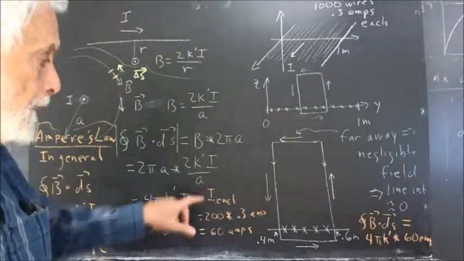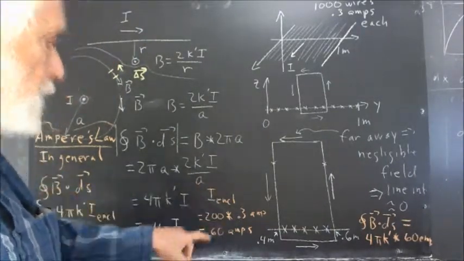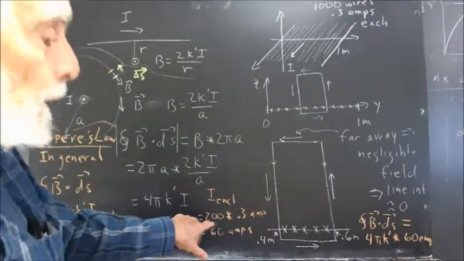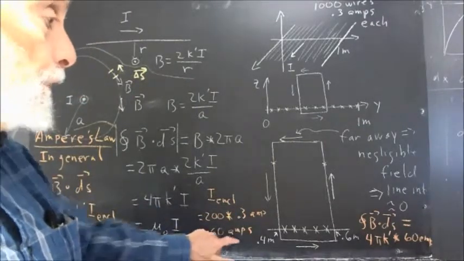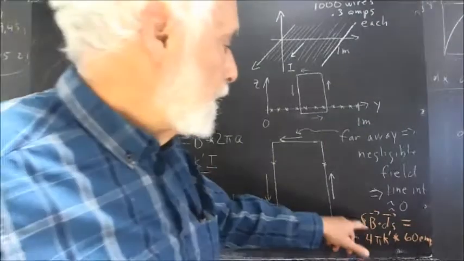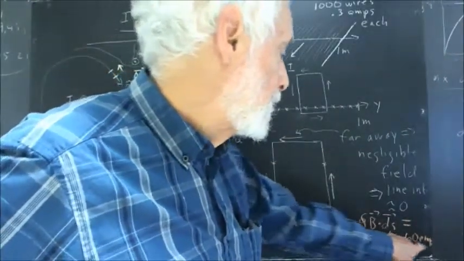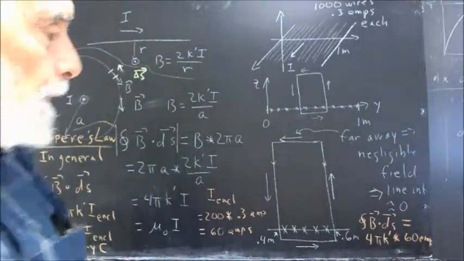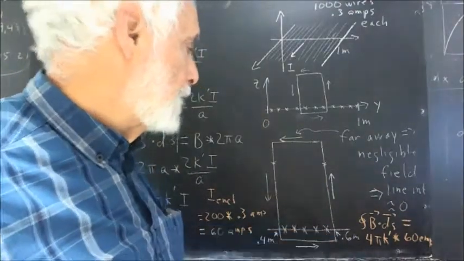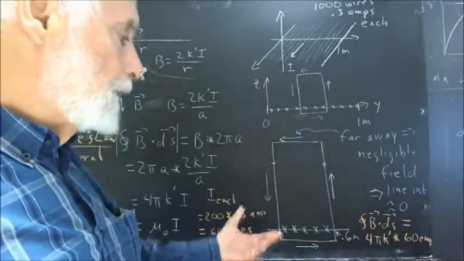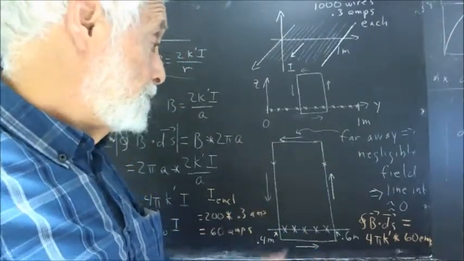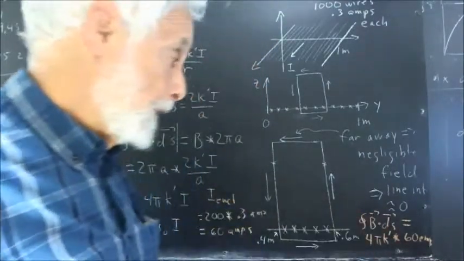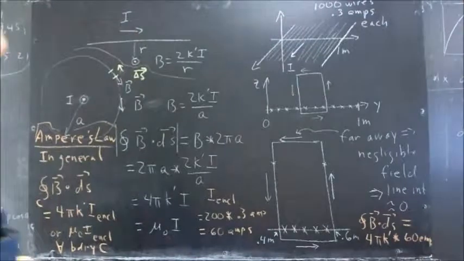Okay, so again, the enclosed current is just the 200 wires that are enclosed between 0.4 and 0.6 meters multiplied by the 0.3 amps, which is 60 amps. So the total line integral is 4 pi k prime times 60 amps. And since we're going to end up with a uniform magnetic field here, the line integral is going to be equal to just the 0.2 meters multiplied by the magnetic field. And that's going to be equal to this, and we're going to then be able to easily solve for the magnetic field. So we're going to go ahead and do that in the next clip.